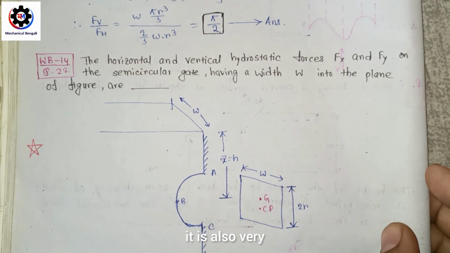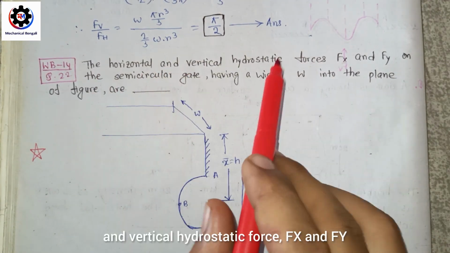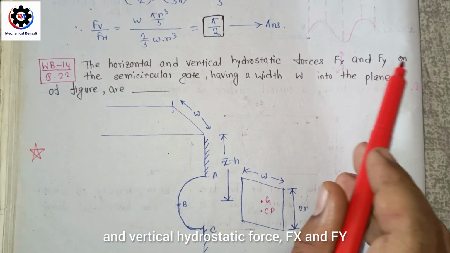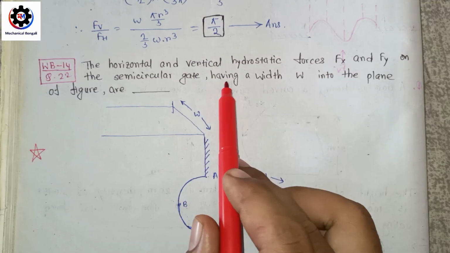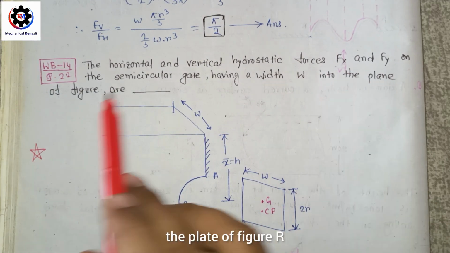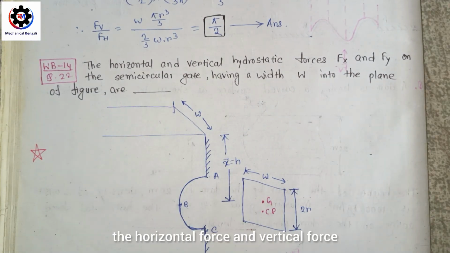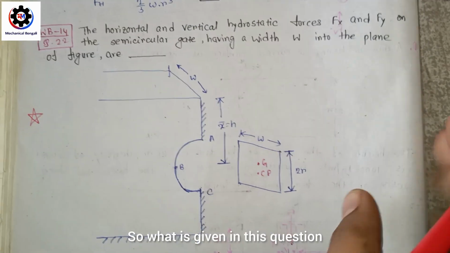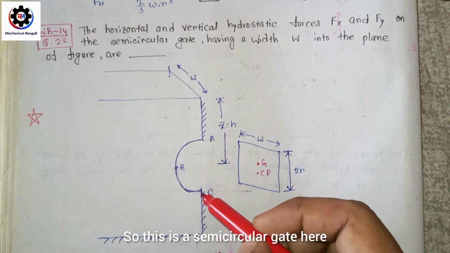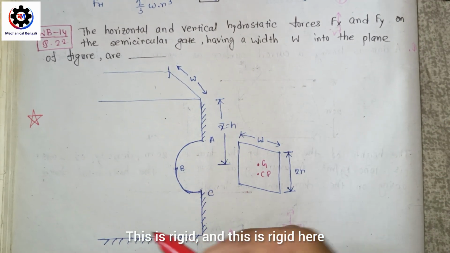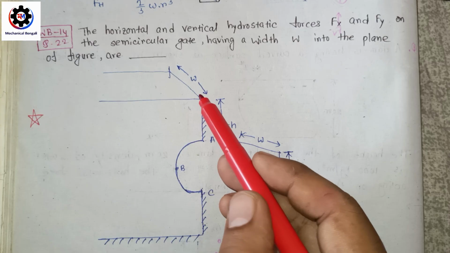Now the next question, it is also a very important question. The horizontal and vertical hydrostatic force Fx and Fy on a semicircular gate having a width W into the plate of radius R. So you have to find out the horizontal force and vertical force. So what is given in this question? This is the semicircular gate, here this is rigid, and the width of the plate is W.